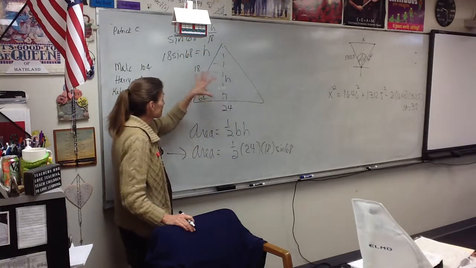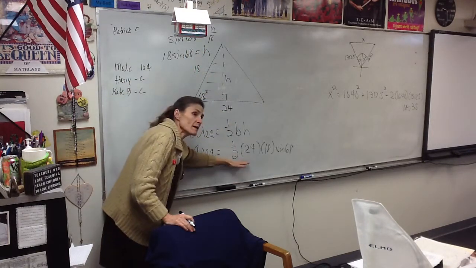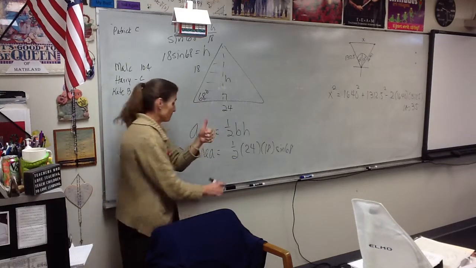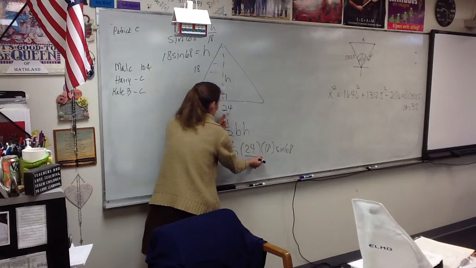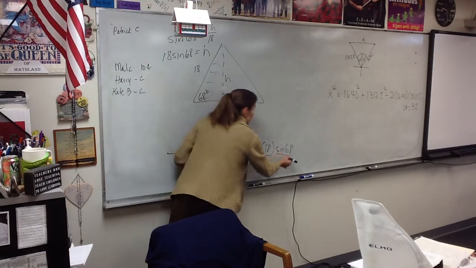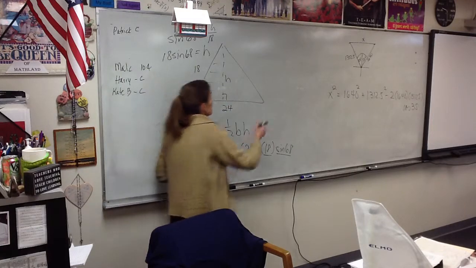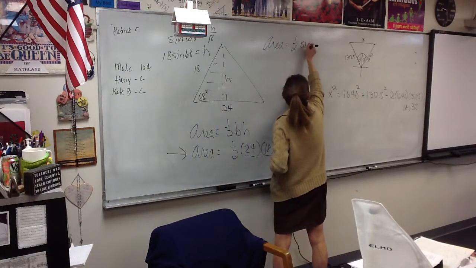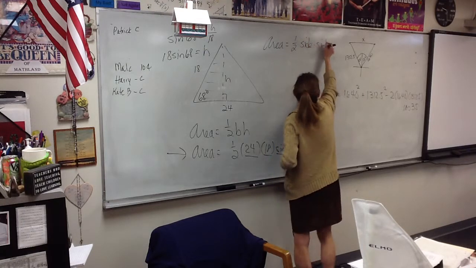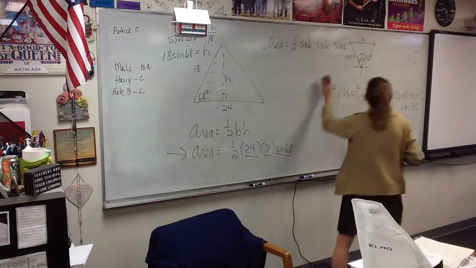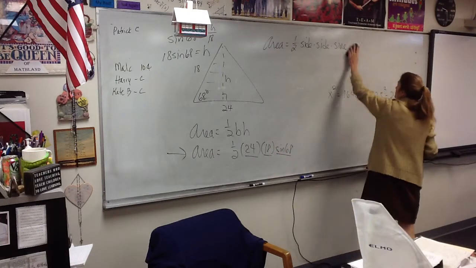Ultimately, how did I find the area of this triangle? What am I going to ultimately type into my calculator? 1/2 times 24 times 18 times the sine of 68. The area of a triangle can be found by taking 1/2 side times side times sine of included angle.